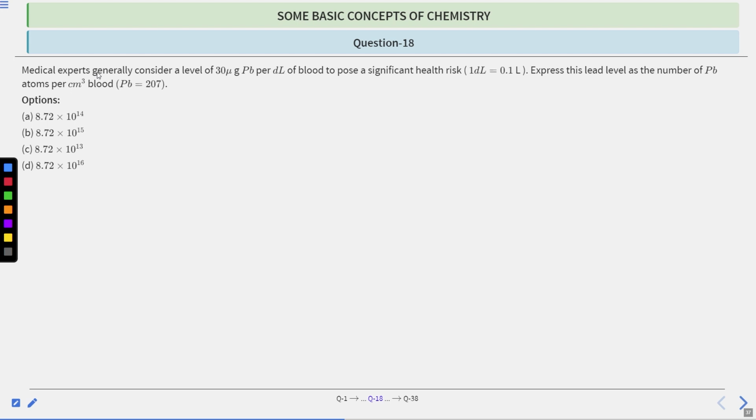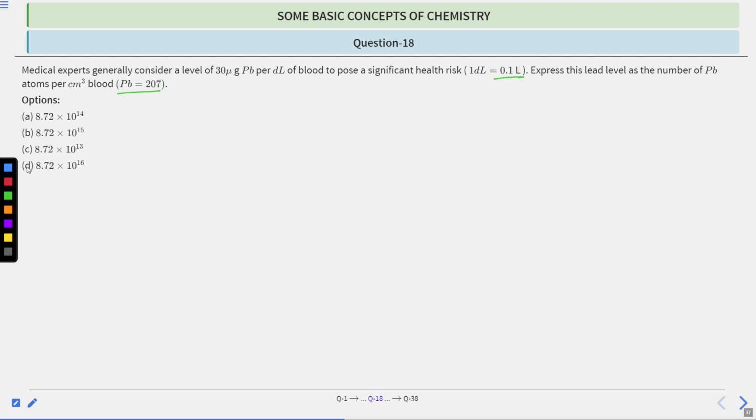Moving on to our question number 18. Medical experts generally consider a level of 30 microgram lead per dl of blood to pose a significant health risk, and 1 dl will be equal to 0.1 liter. Express this lead level as the number of lead atoms per centimeter cubed of blood. Lead atomic mass is given as 207.